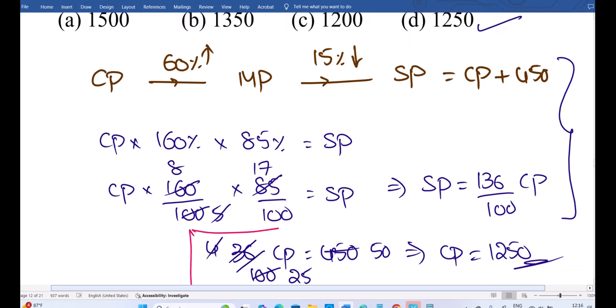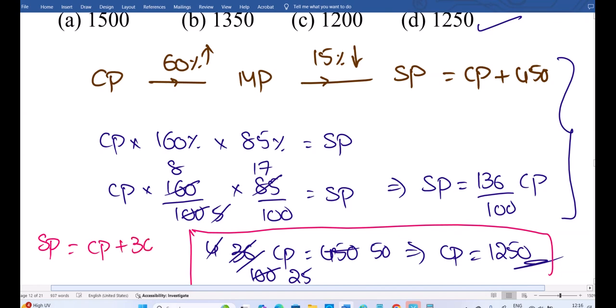We can split this expression SP: 100 plus 36. I can write this as 100 plus 36, 100 will get cancelled. We can write CP plus 36 by 100 CP. 136 divided by 100 can be written as 1 plus 36 by 100. So CP, if you compare this expression with this expression, CP cancels. 36 by 100 CP equal to 450. Okay, checking all that, we got cost price is 1250.